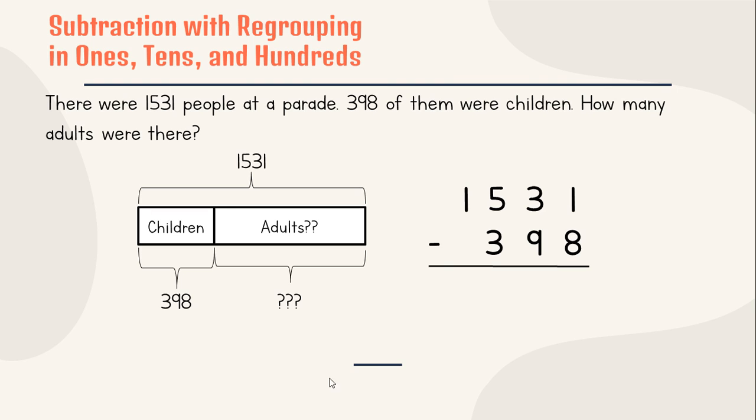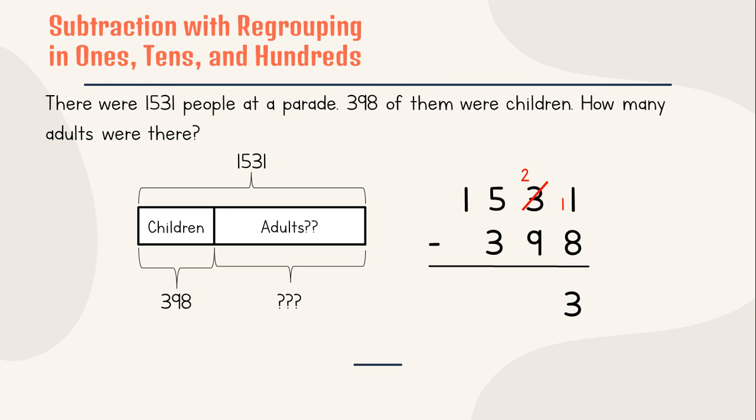Now, from the ones, 1 minus 8. Cannot, right? It is not enough. So what should we do? We will borrow 1 ten from 3 tens. So, we will have 1 ten and 1 one will be 11. And then these 3 tens, because we have borrowed 1 ten, it will be 2 tens. So 11 minus 8, enough, right? 11 minus 8 equals 3.